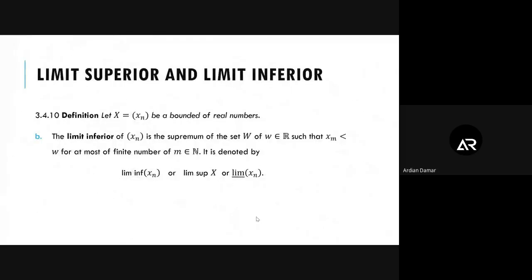Next, for b, the limit inferior of xn is the supremum of the set of w, w an element of the real numbers, such that xm is less than w for at most a finite number of m elements of the natural numbers. It is denoted by lim inferior of xn, or lim inf x. There is a typo, and or lim with underbar xn.